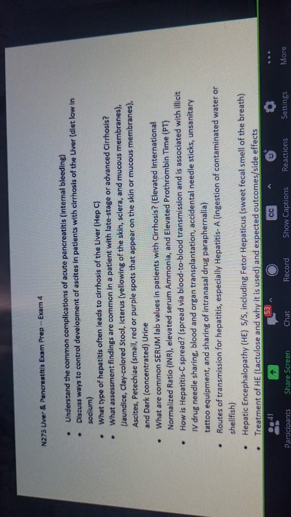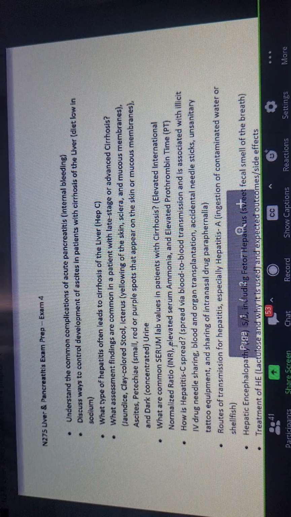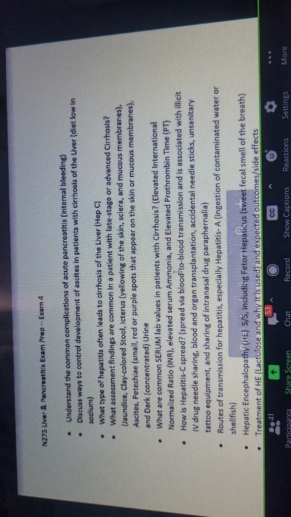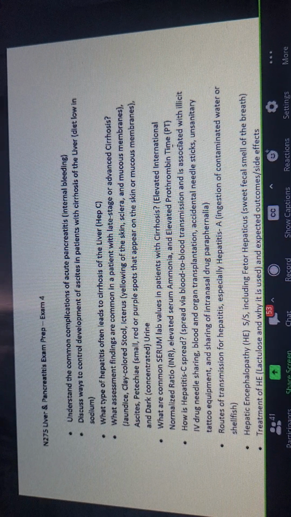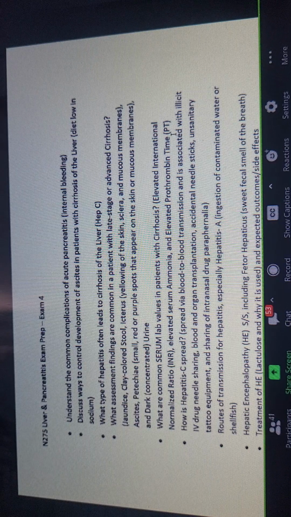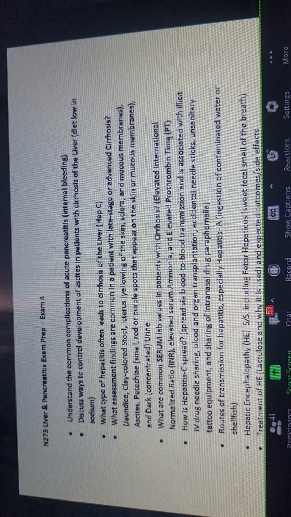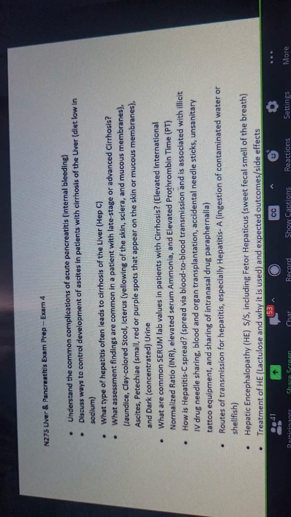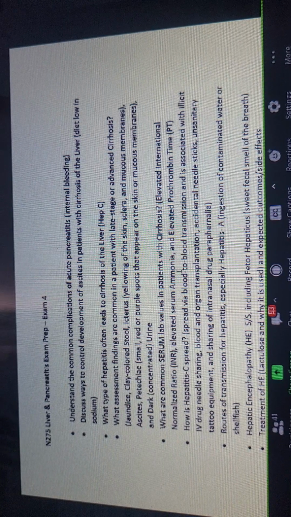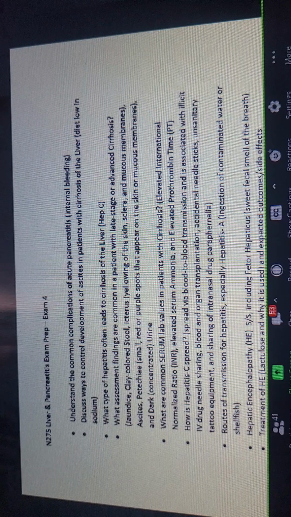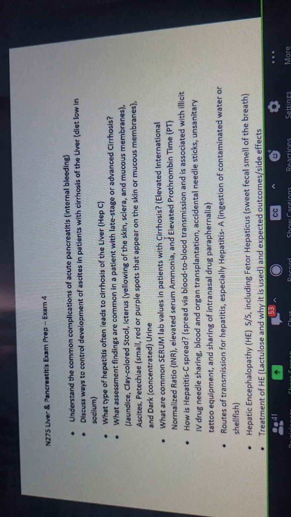They tend to have elevated INRs, elevated serum ammonia levels, and elevated PT, right? Prothrombin time, right? So INR and PT go together, along with PTT, but typically it's elevated PT and elevated INR, okay? So why do they have the elevated serum ammonia? Why? In cirrhosis.